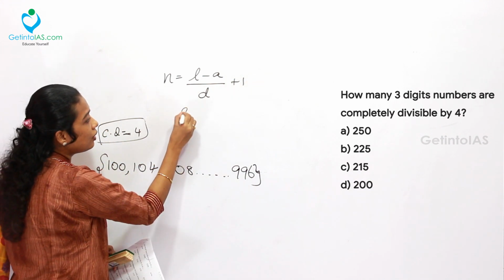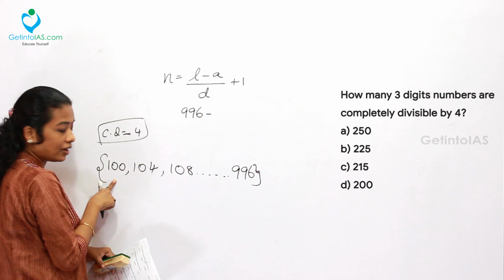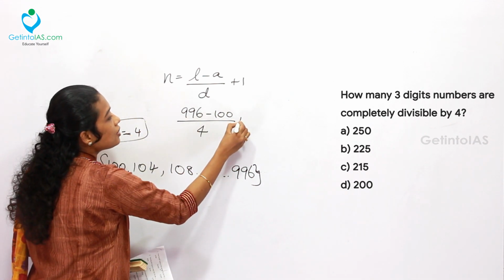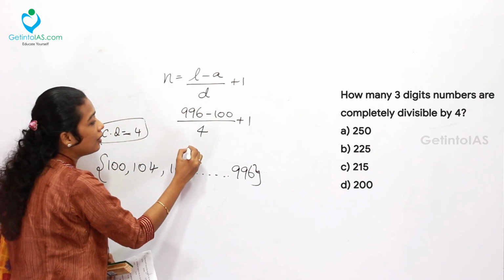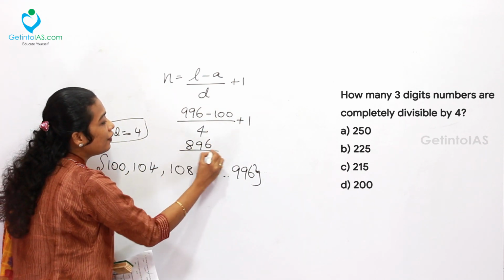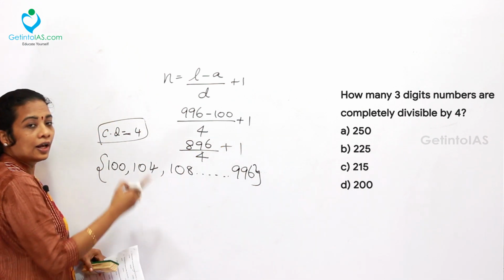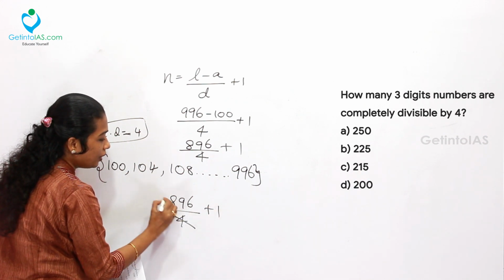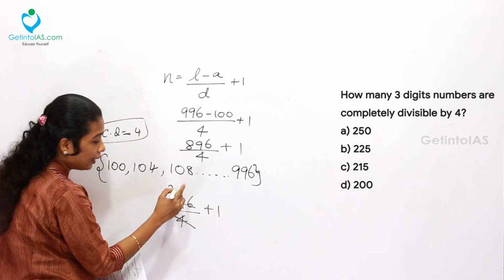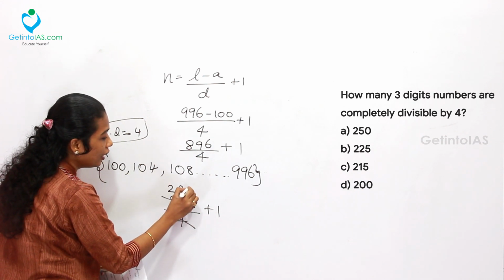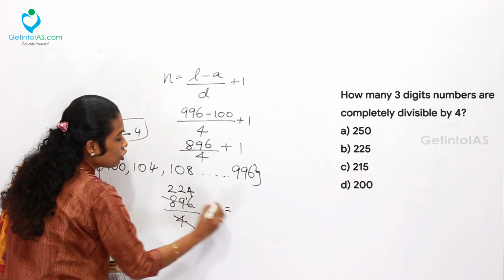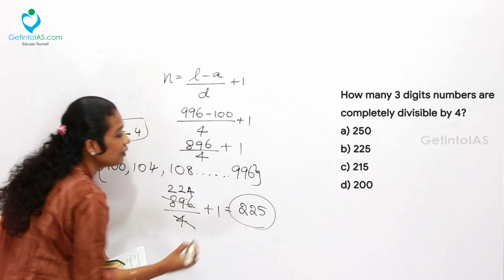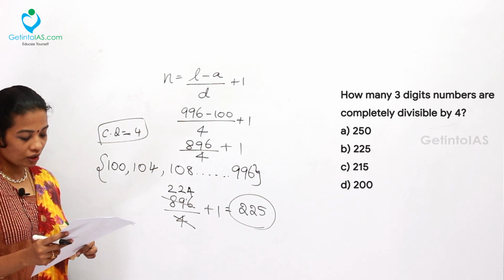What is the last number here? 996. What is the first number here? 100. What is the difference here? 4, plus 1. So, 996 minus 100 is 896, divided by 4, plus 1 is the answer. Let's cancel it. 896 by 4 plus 1. How many times? 2 times 4 is 8. Again 9, 2 times 4 is 8, carry over 1. 4 times 4 is 16. So, 224 plus 1, 225. And that is the final answer, which is given in option B.